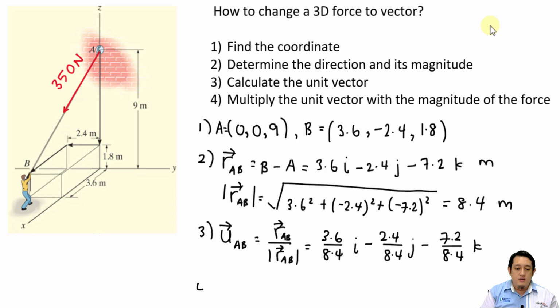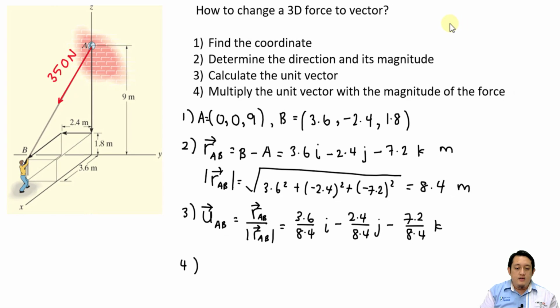So, step number 4, this one. So, F AB, this one. Make sure force is F, unit vector is U, direction is R. Don't get confused, because I can see that many students tend to write down the direction as F also. Wrong. F is for force, R is for direction, U is for unit vector. Do not change the symbol.